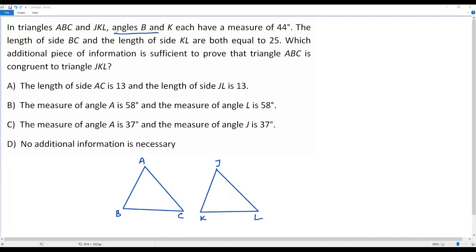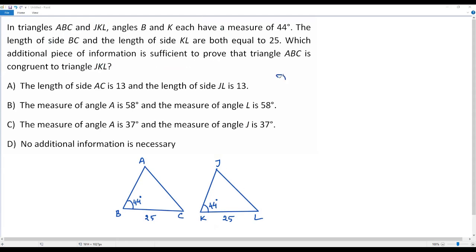Okay, we have the information that angles B and K each have a measure of 44 degrees. At B, let me mark 44 degrees. And here at K, we have 44 degrees. And also we have the information that the length of side BC and the length of side KL are both equal to 25. We have BC over here, its length is 25, and KL over here, its length is 25. That's all the information we have over here.